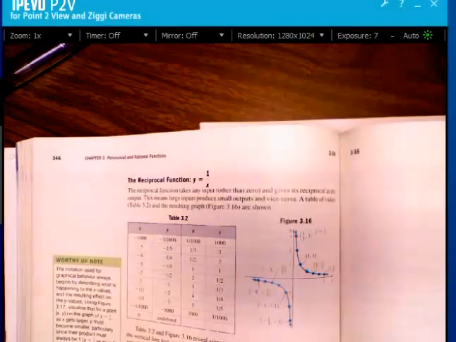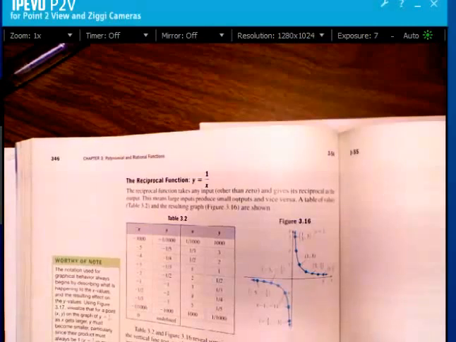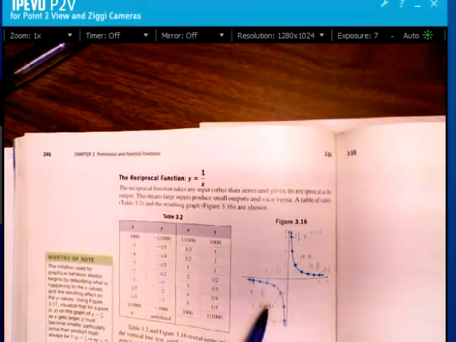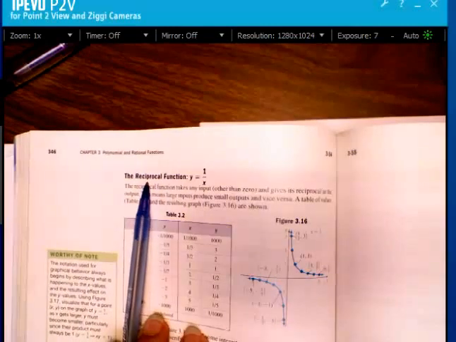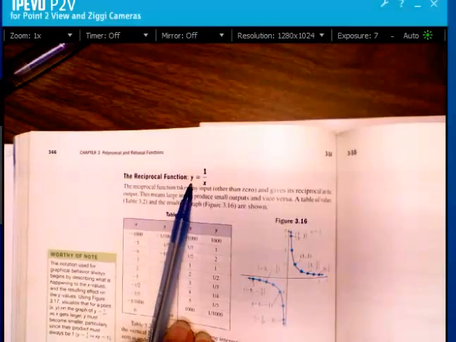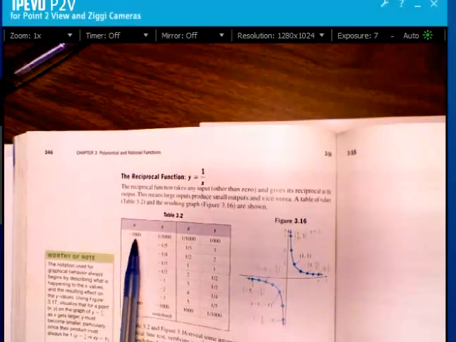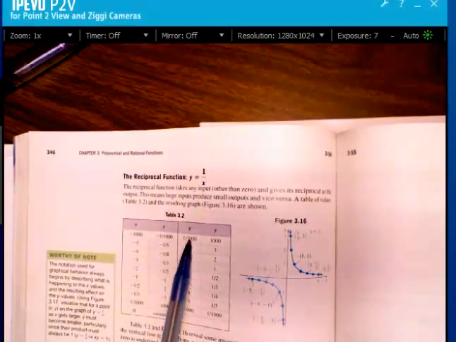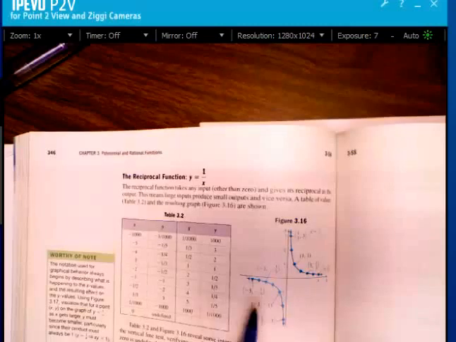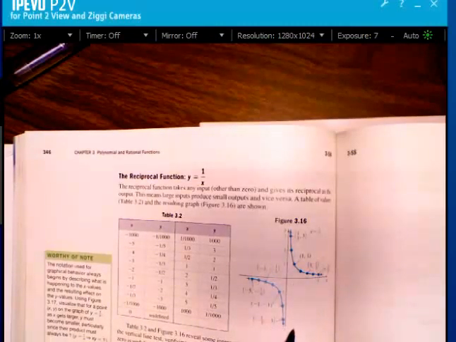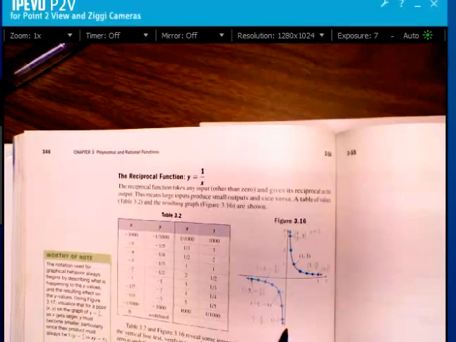So back in chapter 2, we talked about toolbox functions. We're going to add two more toolbox functions to our set. So here we've got what they call the reciprocal function, which is y equals 1 over x. And you can see that they created some xy points and then plotted those points. So this right here becomes our function of y equals 1 over x.